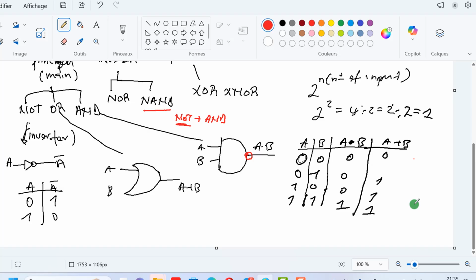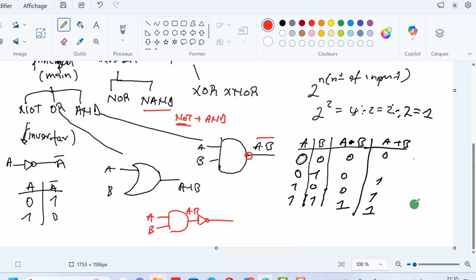And at the level of the Boolean expression, what happened? In the Boolean expression, we just put a bar here. Meaning what? In reality, this is what happened. Normally, this is how the thing looks. I'm having something like this. Yeah, I'm having my NOT gate like this. Good.